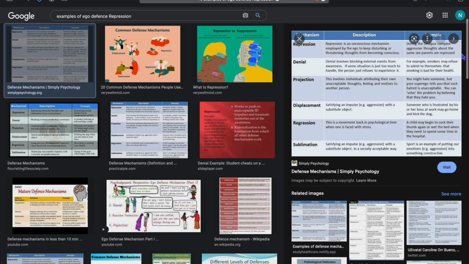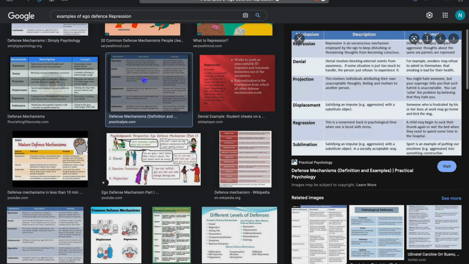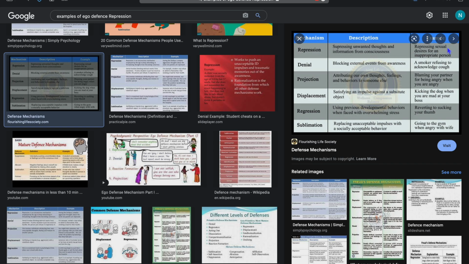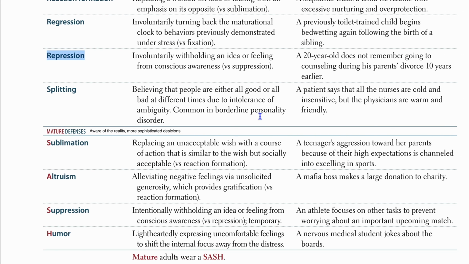During the OPD's complex, aggressive thoughts about the same-sex parent are repressed. Okay, repression is an unconscious mechanism employed by the ego to keep disturbing or threatening thoughts from becoming conscious. Your desire for an inappropriate person. So suppressing unwanted thoughts and information from consciousness. Right. So anything that you're just repressing from the conscious awareness. So suppression. Splitting. Believing.